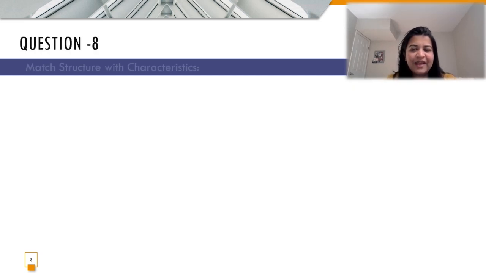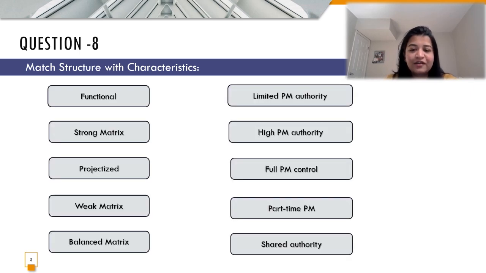So in question number 8, we are supposed to match the given structure with their characteristics. So that's where I'm going to first start with functional. Functional is where the project manager has a limited authority. So that's where I'm going to map it with limited PM authority. Next, we have strong matrix. Strong matrix is where the project manager has a higher authority. So that's where we're going to map it with high PM authority.